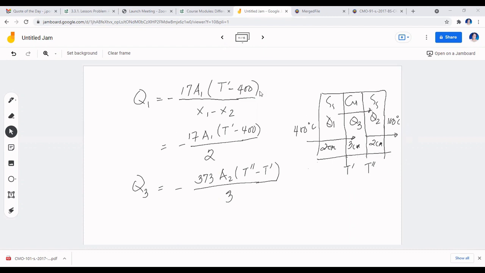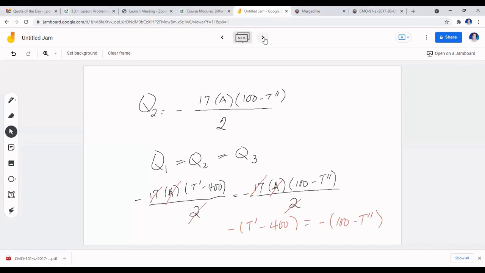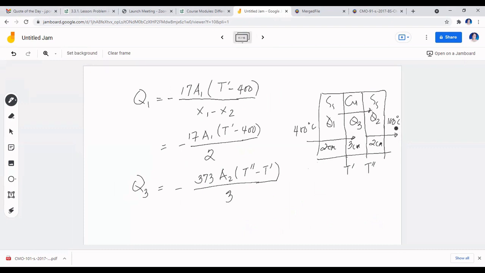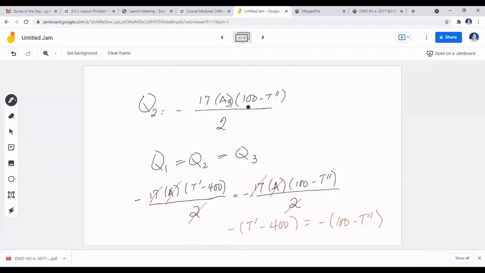What happens with Q2, this one here? It's the same as this one. The only difference is the temperature that appears here. So let me go to the next. So your Q2, we also have 17. We also have area here, same area. If you want, we can place here A3. It's actually the same area as for the other stainless steel plate and that of copper. And take note of this one. It's 100 minus T double prime. This is 100, the temperature here, minus T double prime. This time I divide by 2 because this is the thickness of our stainless steel plate.